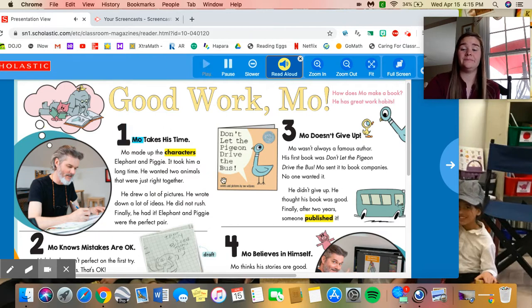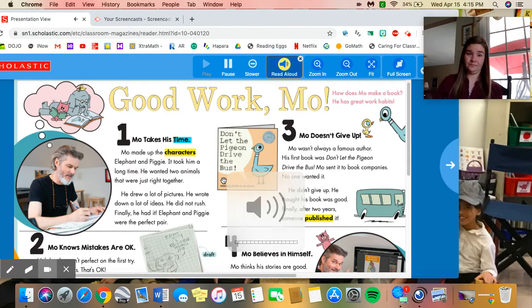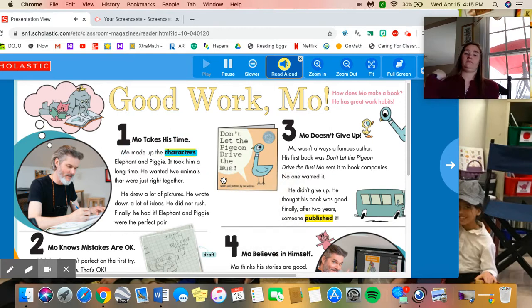1. Mo takes his time. Mo made up the characters Elephant and Piggy. It took him a long time. He wanted 2 animals that were just right together. He drew a lot of pictures. He wrote down a lot of ideas. He did not rush. Finally, he had it. Elephant and Piggy were the perfect pair.